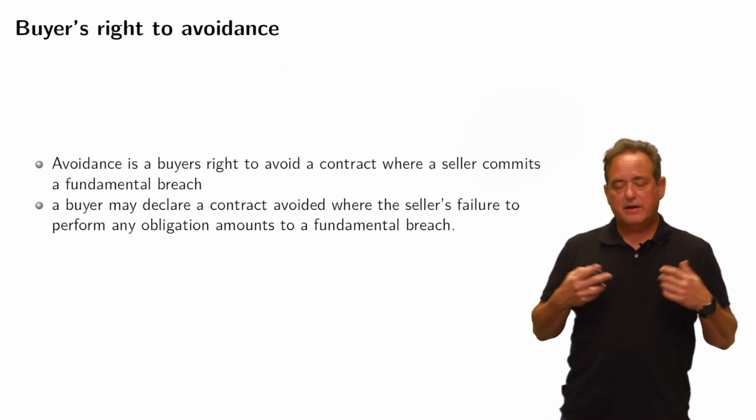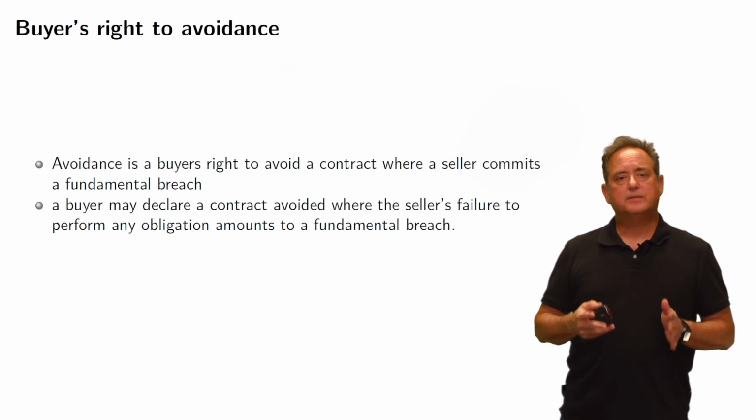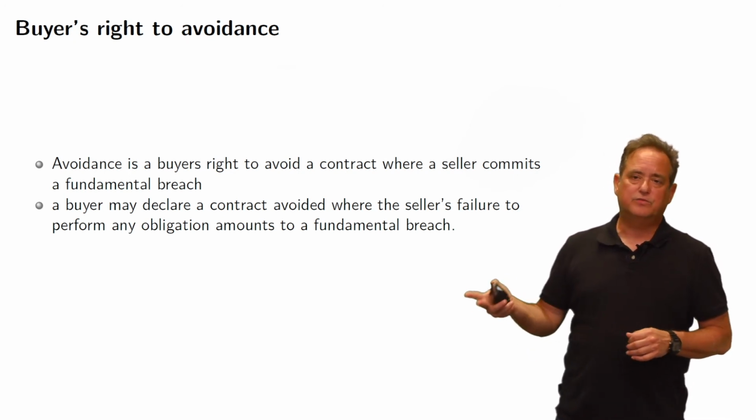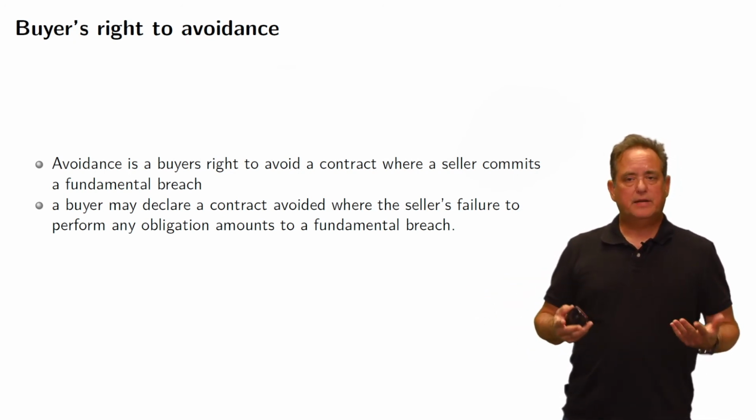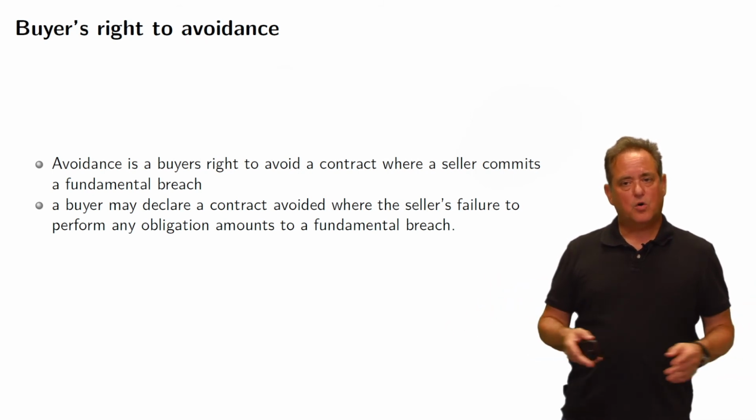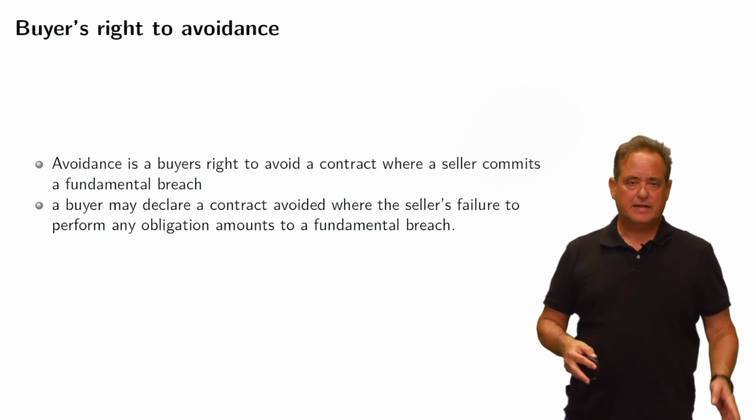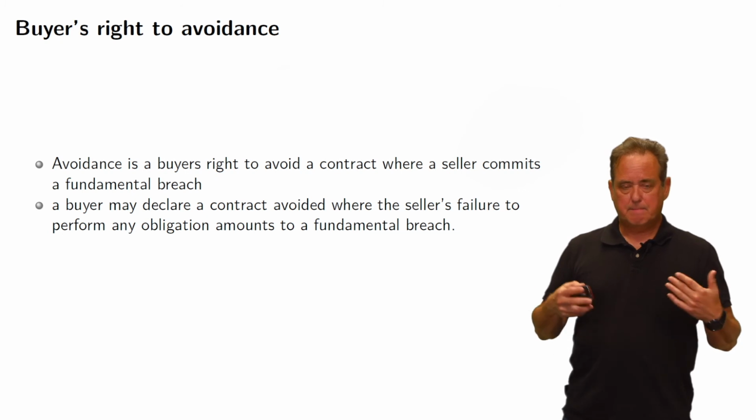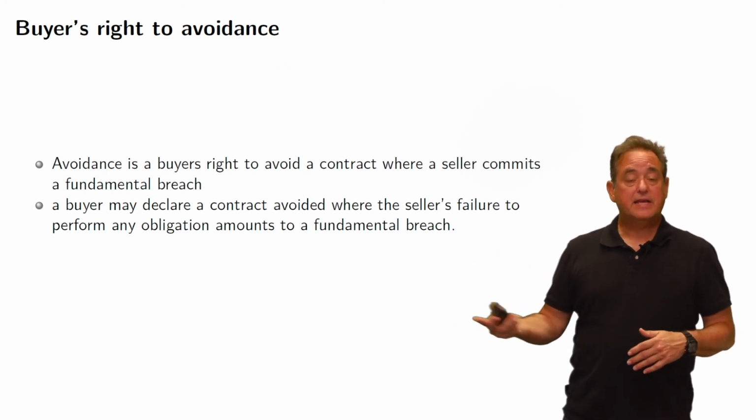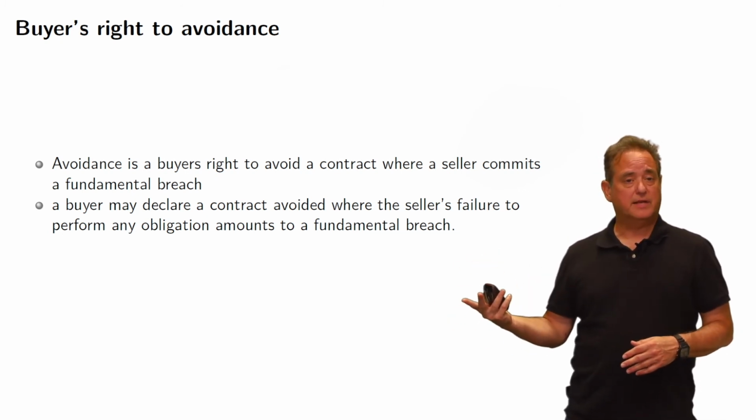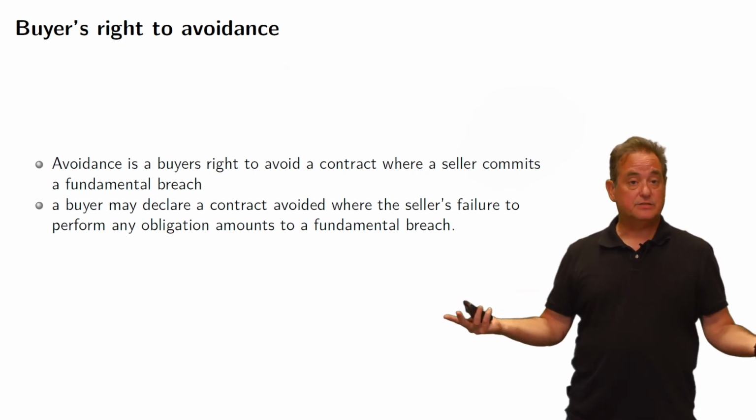If there is a fundamental breach, the buyer simply declares the contract avoided. It's a remedy in which the parties walk away as if the contract had never existed. Buyer doesn't have any more obligations. The seller doesn't have any more obligations. The contract is rescinded.